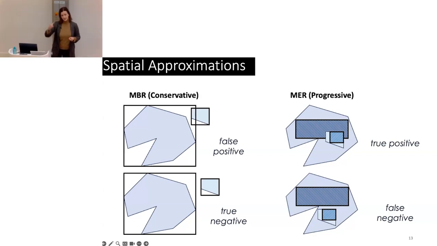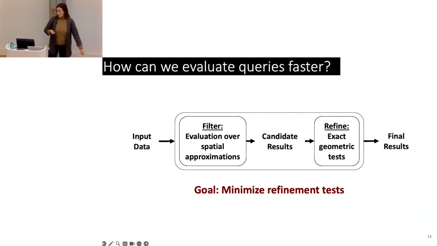On the other side, for the progressive approximations, if the enclosed rectangles intersect, then we know for sure this is a true positive. We don't need to do any further checks. On the other side, if the enclosed rectangles do not intersect, well, this is a false negative because the bigger polygons around might still have an intersection. All right. So I hope that's clear so far.